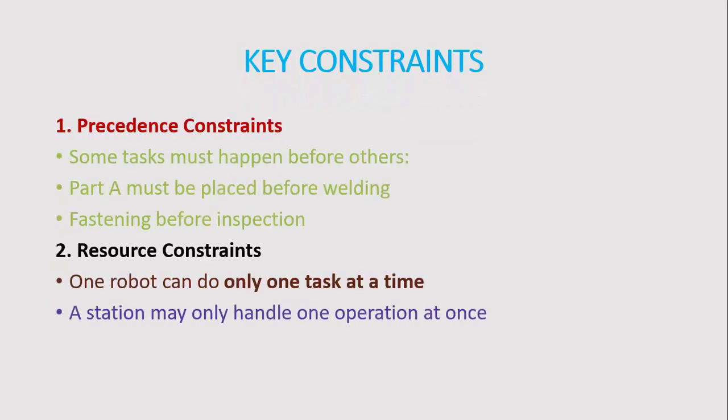What are the various key limitations or key constraints? Precedence constraints. Say if I have three different part numbers A, B, and C, part A has to be scheduled first before going for the next operation, the welding operation. So all the operations we need to do in an orderly manner without changing the sequence. So this is what precedence constraint is. Resource constraint: only one robot can do only one particular task at a time.